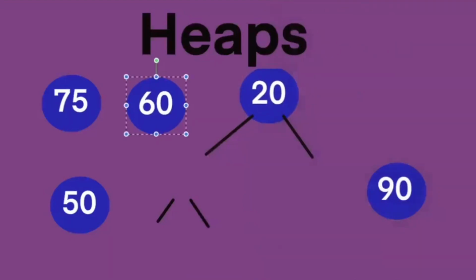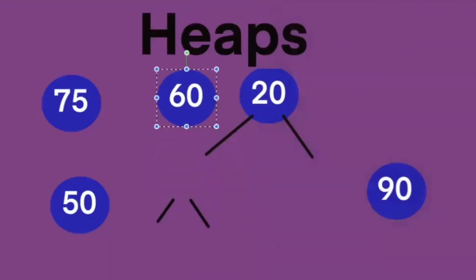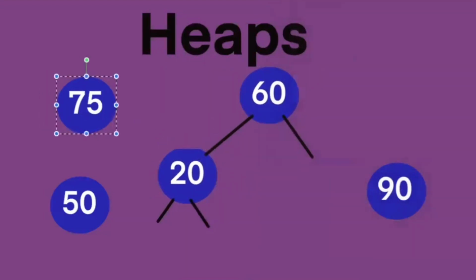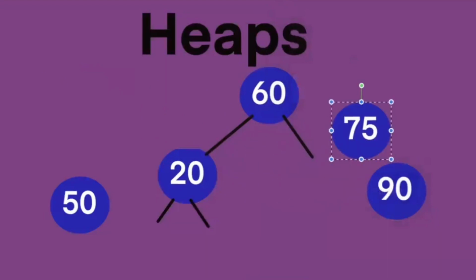Today we're going to talk about a data structure called a heap. We can use a heap to create a priority queue. What's a priority queue, do you ask? Well, first let's talk about a regular queue.